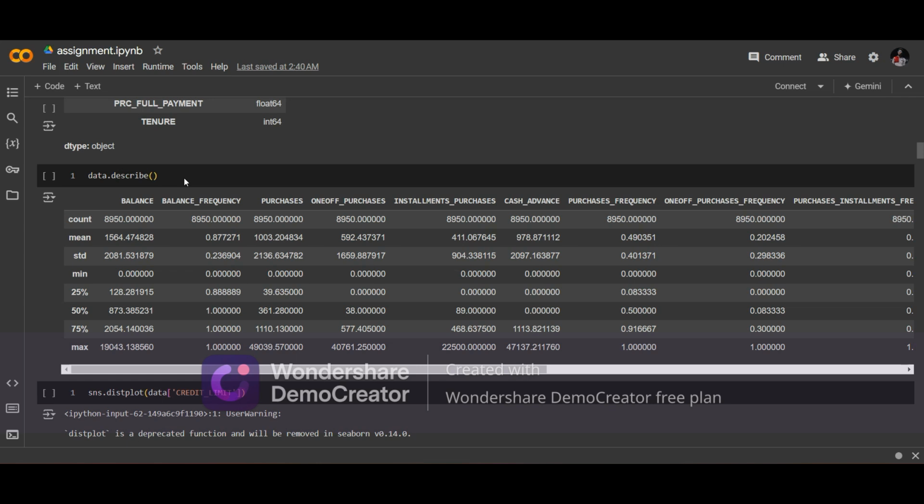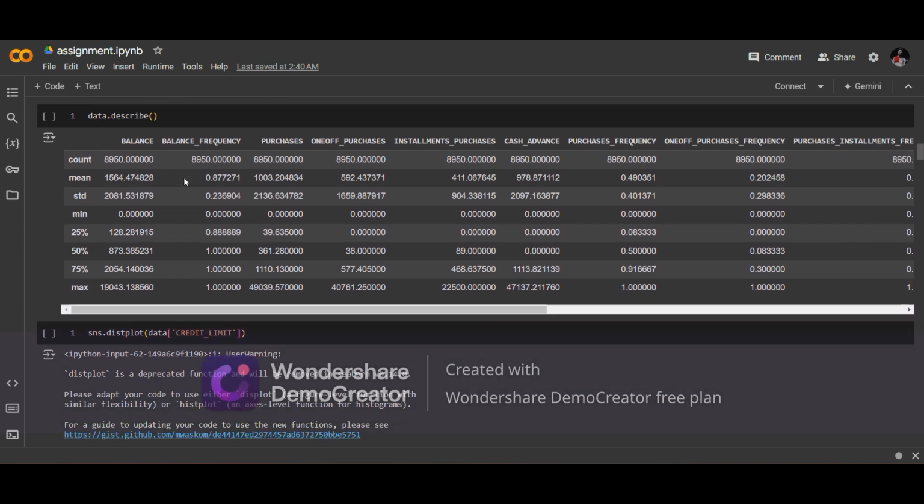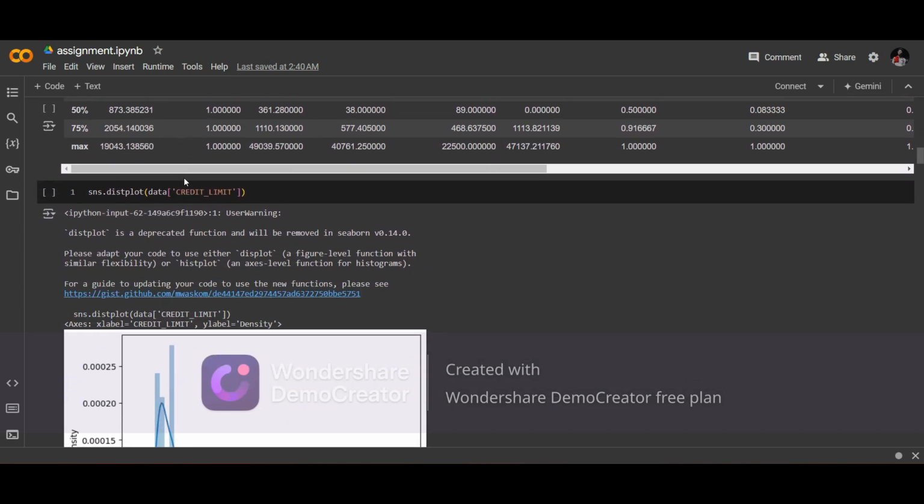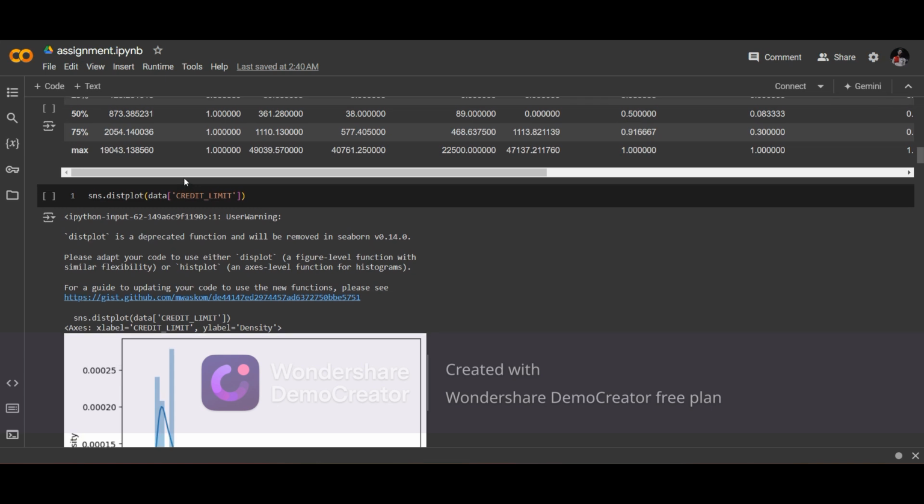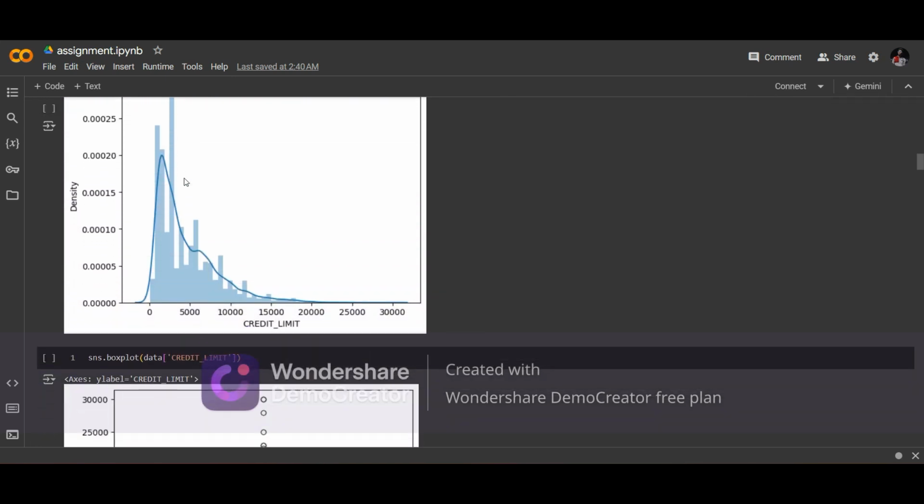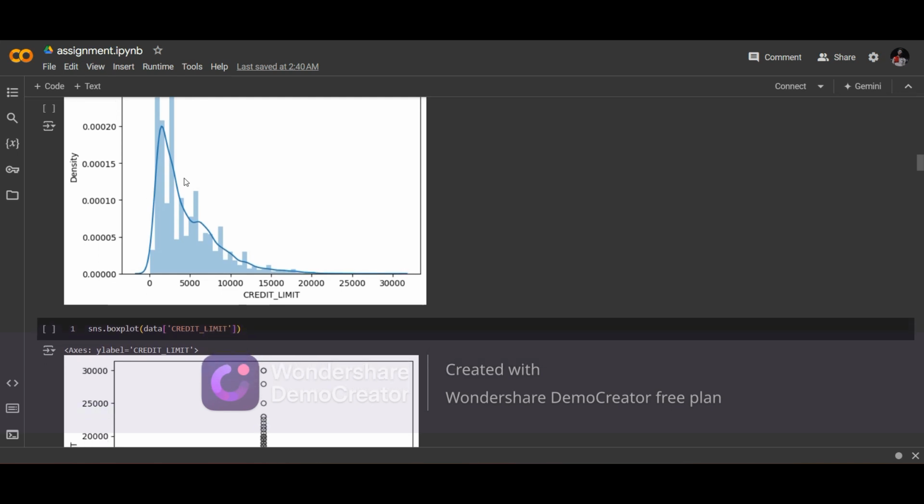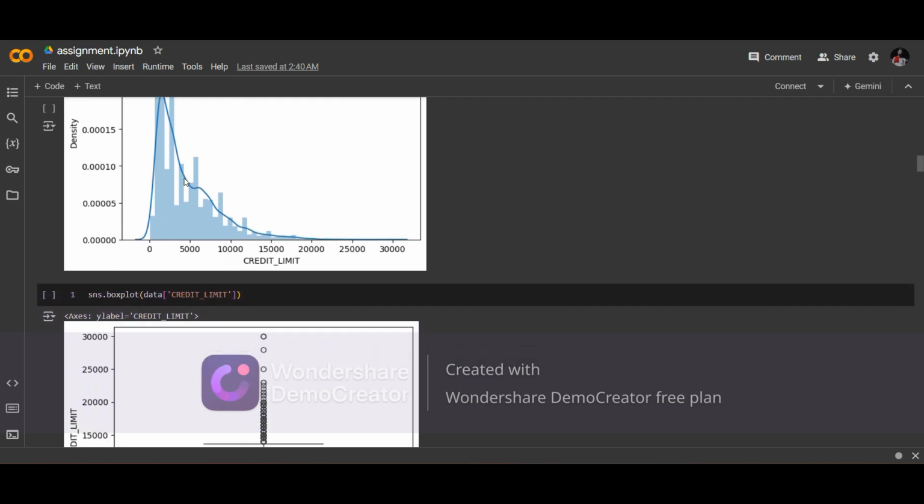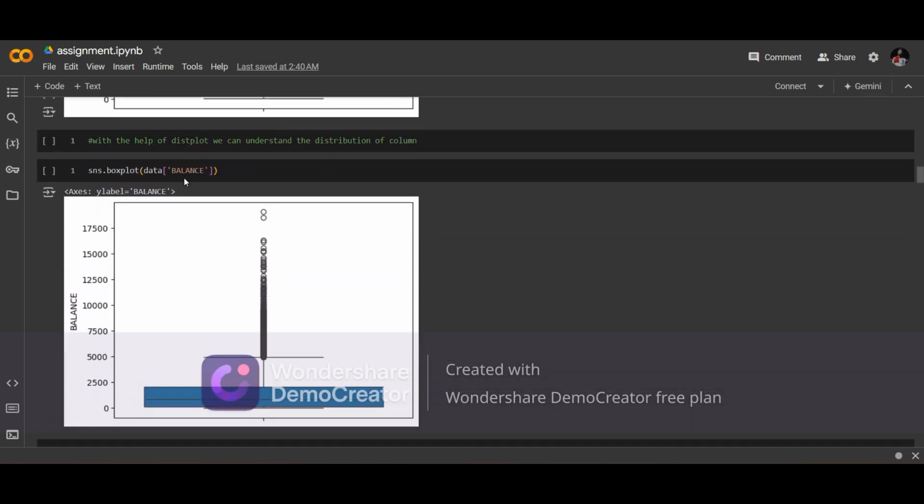Here the describe shows the summary statistics of the dataset, and I have plotted a displot to get the distribution of credit limit, which shows the method to use for detecting outliers. There are three methods to detect outliers: IQR, Z-score, and boundary method. Here the distribution is skewed, so I selected the IQR method. Then there are two methods to handle the outliers: trimming and capping.